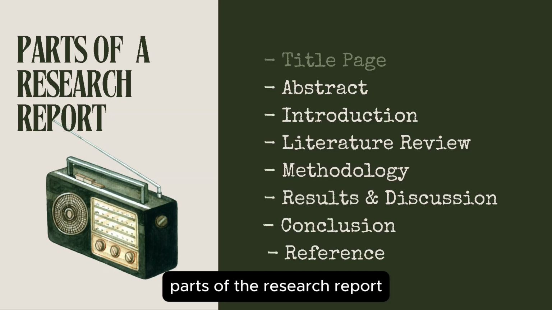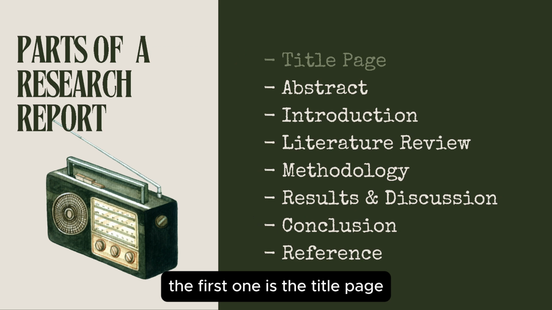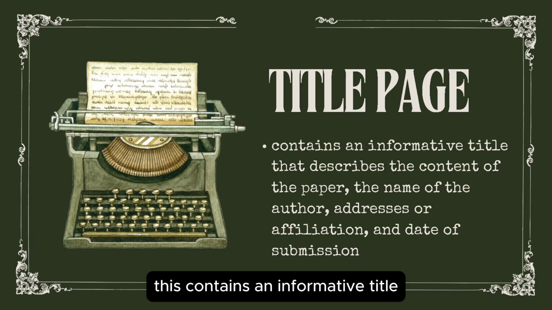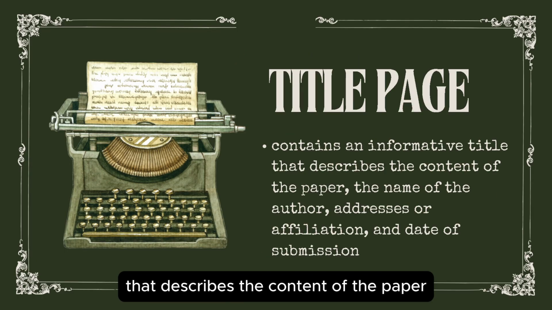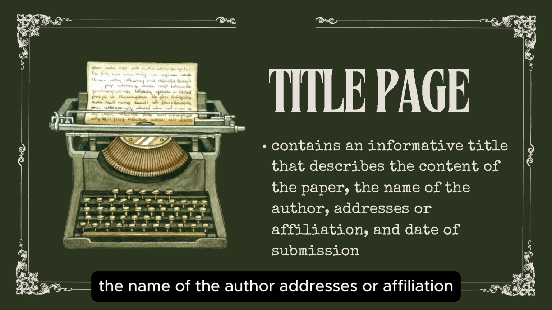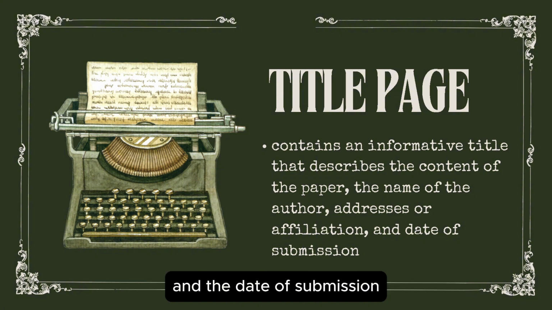Parts of the research report. The first one is the title page. This contains an informative title that describes the content of the paper, the name of the author, addresses or affiliation, and the date of submission.